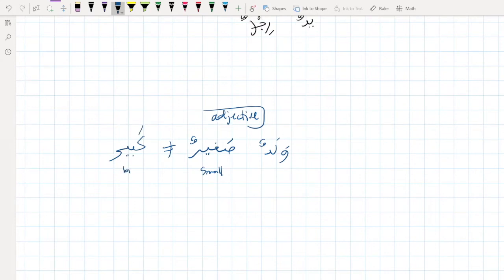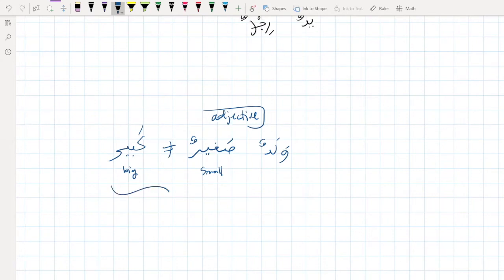Kabirun is big. Are you guys keeping up with the vocabularies? Especially in this book, the vocabularies are really organized; it gives you the whole list at the end of the chapters. And I also give you a lot of vocabulary. Yeah, so sagir is small and kabir is big.